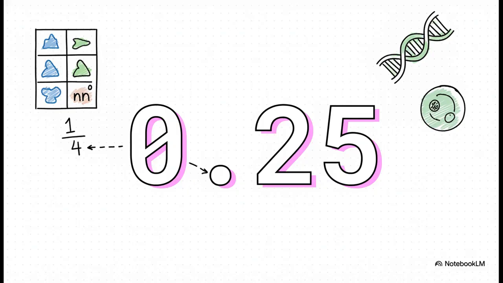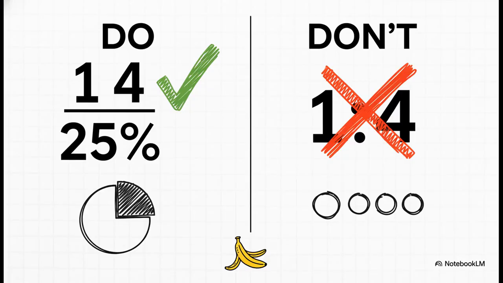Simple as that. But here is a classic trap where so many easy marks are lost. You have to be precise. The mark scheme will take 0.25, a fraction or 25%. But look, it specifically says do not accept 1:4. Why? Because the colon means a ratio, not a probability. It's a tiny detail, but it could cost you a mark.